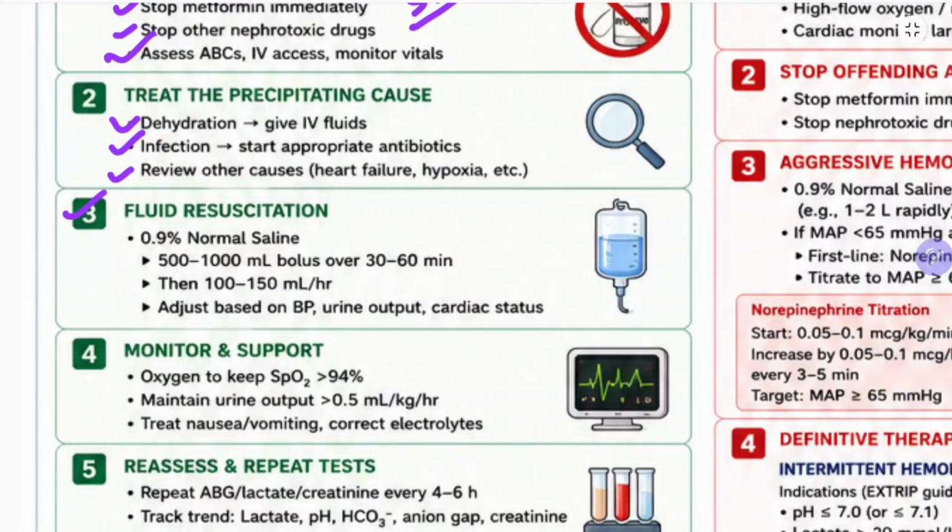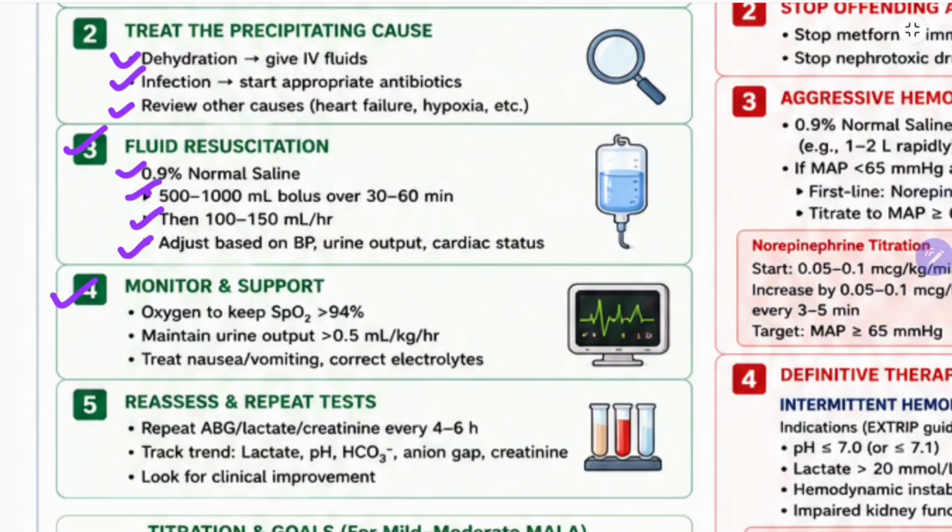Then fluid resuscitation. Give 0.9% normal saline, 500 to 1000 ml bolus over 30 to 60 minutes, then 150 ml per hour. Adjust based on BP, urine output and cardiac status. So we have treated the cause. Dehydration we have treated. If it is infection, that we have treated. Cardiorespiratory cause, that also we have treated. Fluids we have given a lot of fluids.